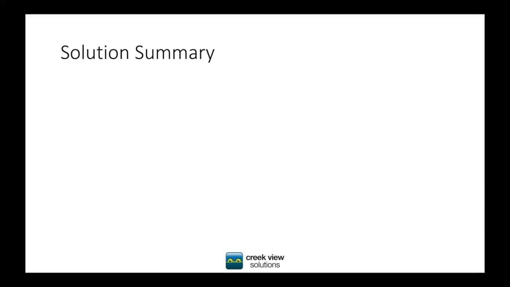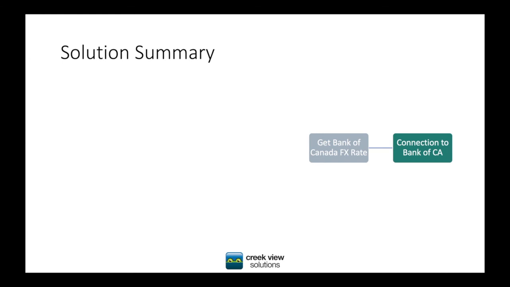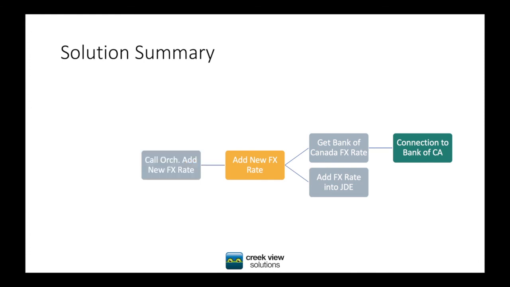So let's recap the solution that we just built. We started with creating a connection to the Bank of Canada Valet API. Next, we created a connector service request that downloaded the most recent rate for the to and from currencies that we passed in. We also created a form request that loaded the rate into JD Edwards. Then we created an orchestration that received the from and to currencies as inputs and executed the two service requests. We created one more connector service request that called the add new rate orchestration.